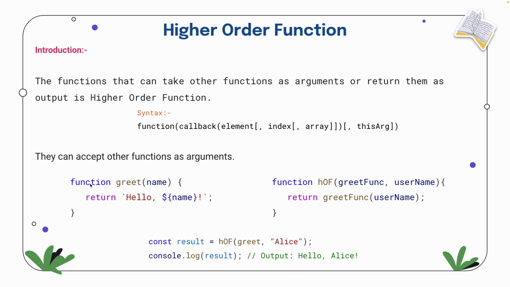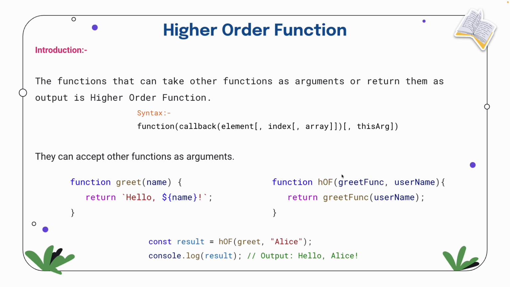See, there is one example here. We have one function greet, a normal function, and we have one function called HOF, that is the higher order function. It takes greet as a function parameter, and then it takes username. Greet means this entire function I'm passing as a callback, so the entire function will be copied here, and then one more argument I'm passing, that is Alice.